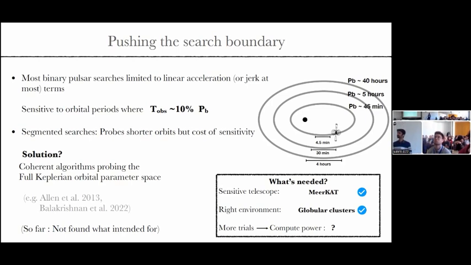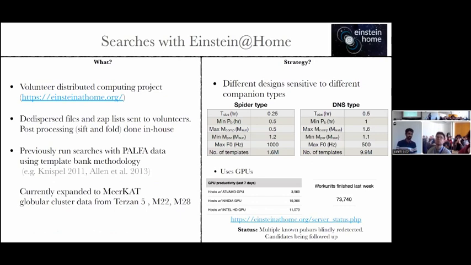So what can we do? Well, we have a great telescope, we have the right environment. We want to add more trials. So how do we get this? And send it home. So it's a volunteer distributed computing project. It's been running for many years now. It's actually not something new. It's been applied for data from Palfa, which is from Arecibo. But now the idea is we have actually expanded it to MeerKAT data, and we are running it with 3 globular clusters currently.